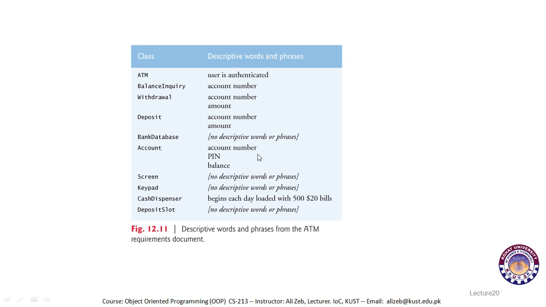And then for the account, let's say we needed the account number, the PIN code and the balance of the user. And for some of the classes, we do not have any specific descriptive words or phrases. For the cash dispenser, it begins each day loaded with a certain amount of cash bills. So these are the hints from where we can identify our attributes. And then we can follow those attributes with the operations that we would perform on those attributes.